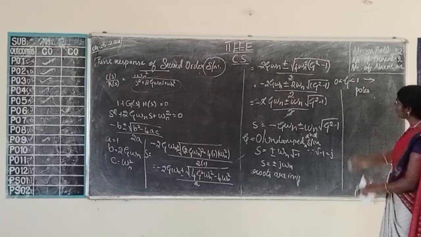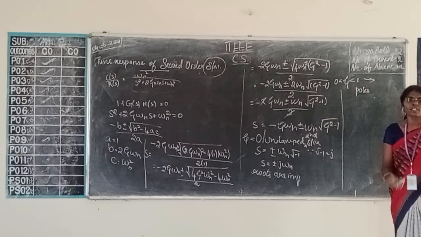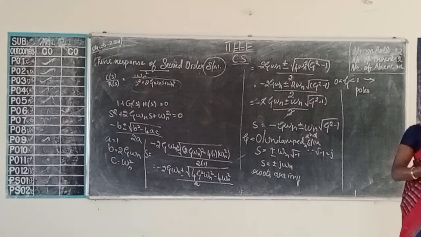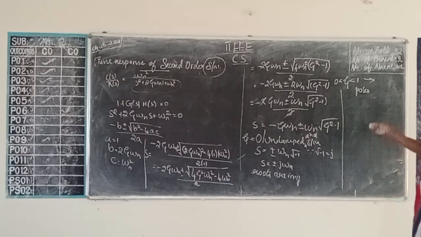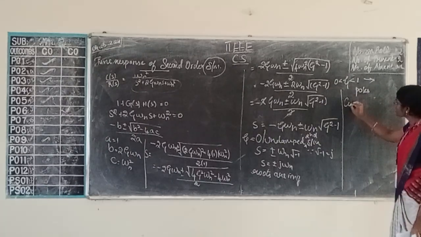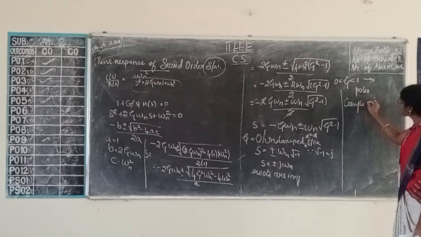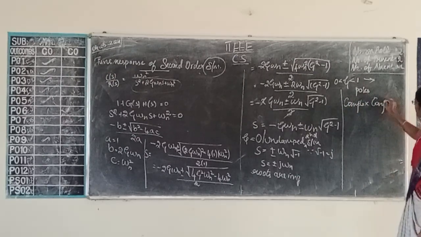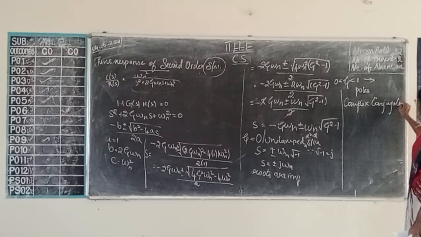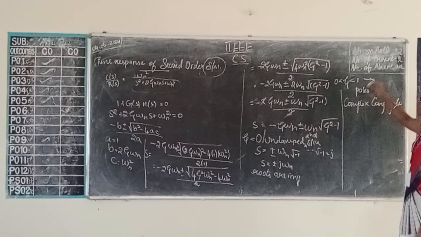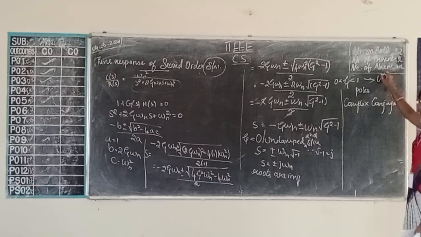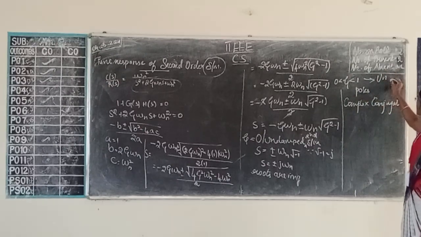We can't predict the value if it lies between 0 and 1, because there are various values between zero and one. So we can just conclude that the roots are complex conjugate. When zeta is between 0 and 1, what is the system? Underdamped.